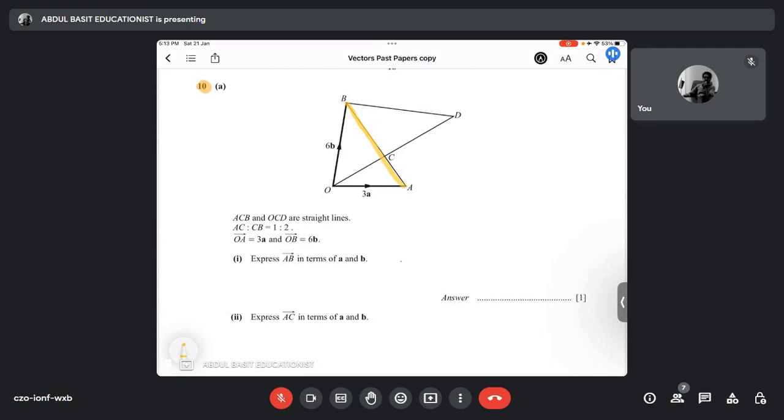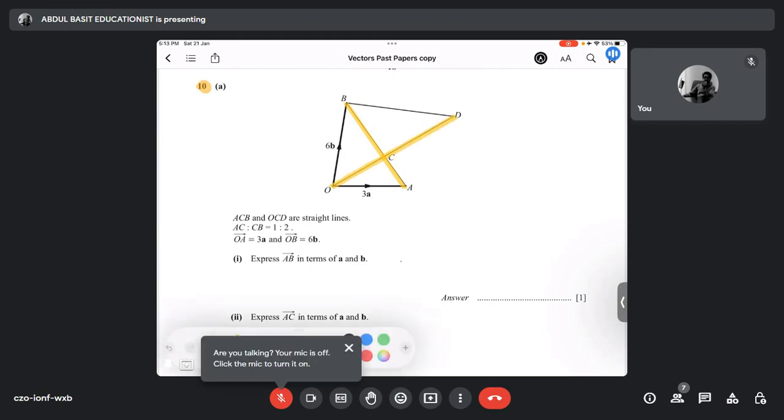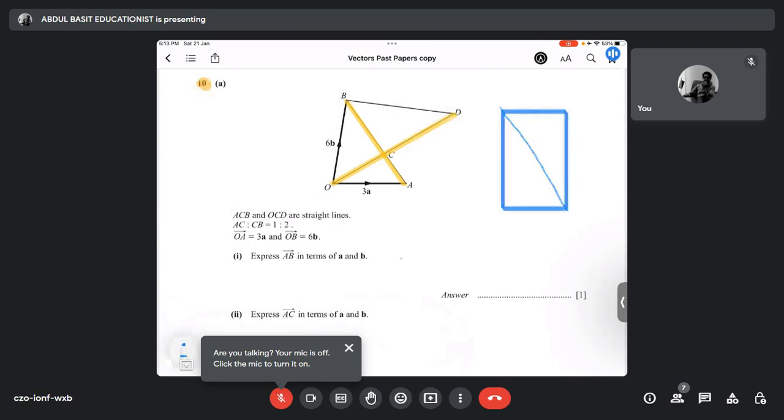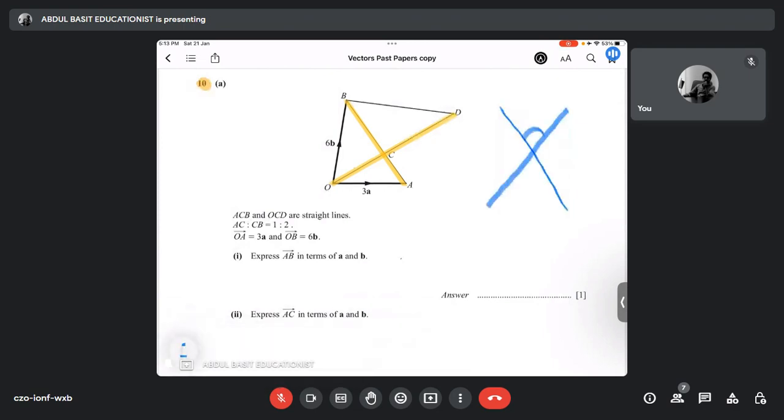Okay, you can see that it's a straight line according to the examiner, and OCD is also a straight line. But we know this already. Whenever we have straight lines like that, we know that there are vertically opposite angles involved. Agree? Remember?